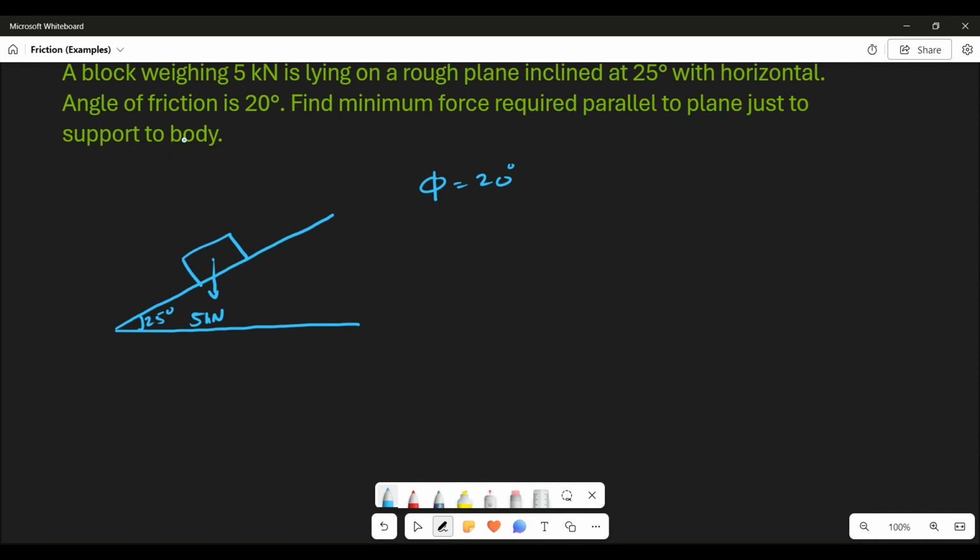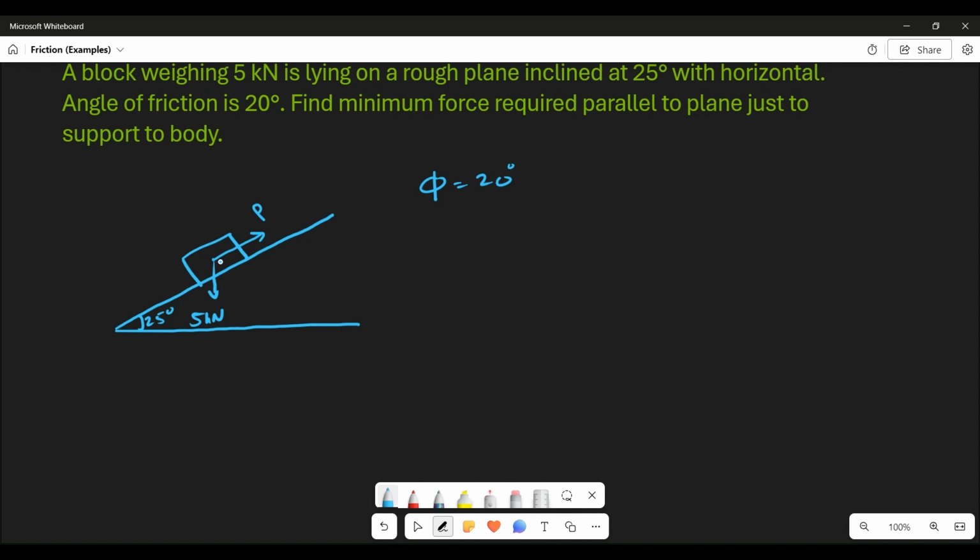Now understand this line carefully. What do you mean by supporting the body? That means that you are preventing it from sliding down. That is the meaning of support the body. So the intended motion is downwards. You are applying a force P upwards, to stop it from falling down or sliding down. That is the meaning of support the body.